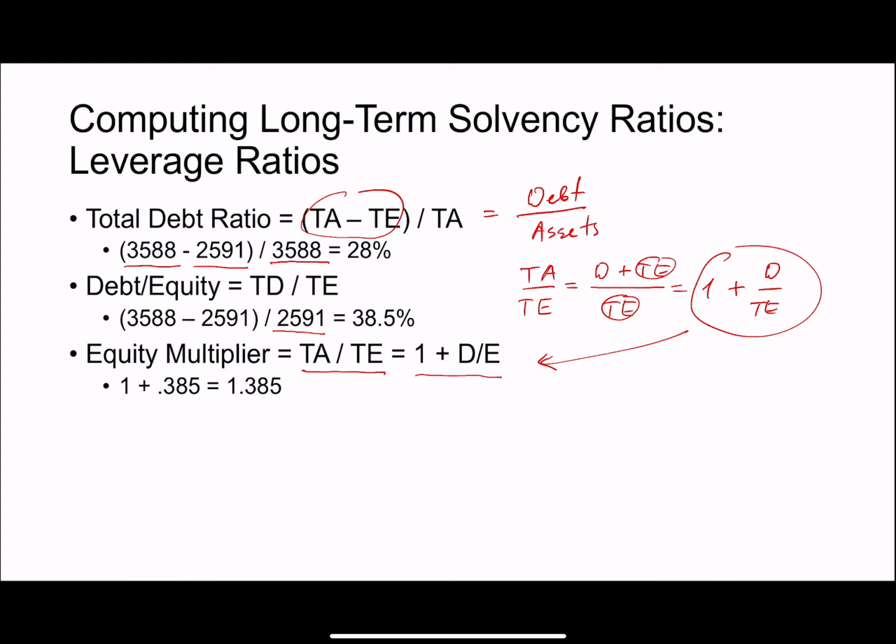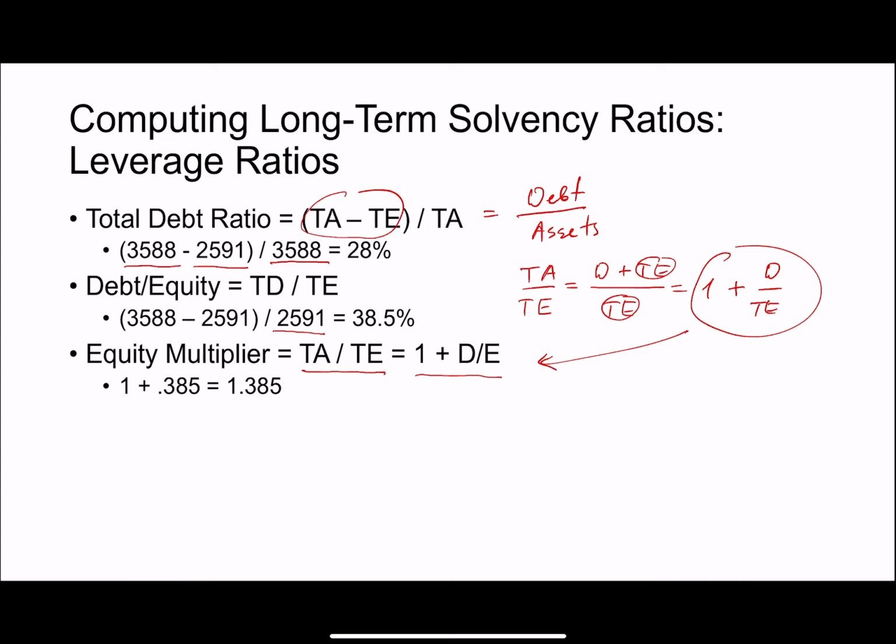Now, what does it mean? Why is it called equity multiplier? Hold on for some time. We will get to it a little bit later in this lecture, where we will explain the meaning of this particular measure and why it's called equity multiplier. For now, just note to yourself that it's equal to 1 plus debt over equity.